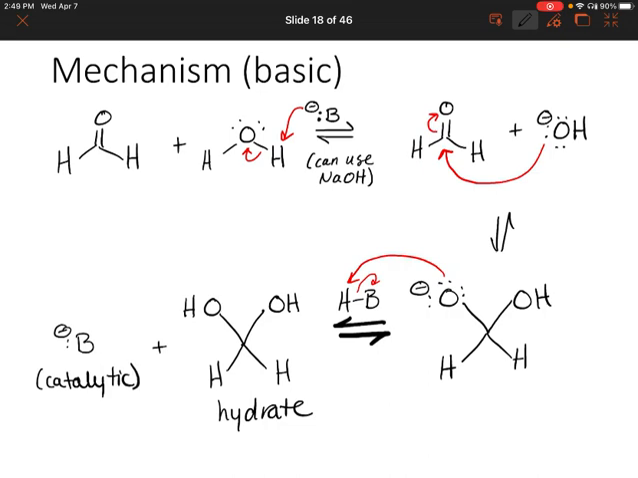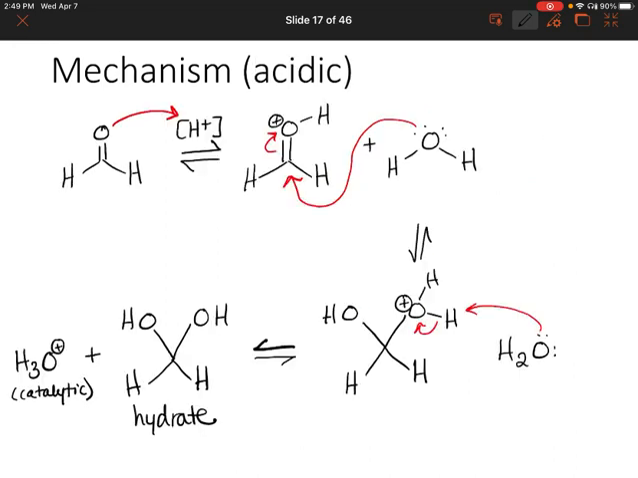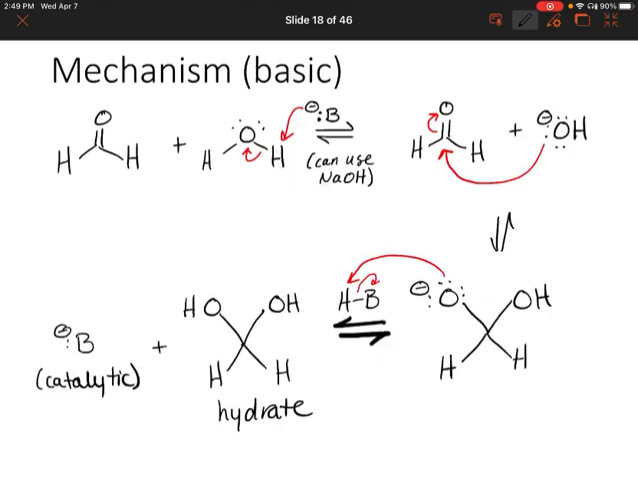So again, you could perform this reaction under acidic or basic conditions, but the mechanisms are slightly different. One thing to notice: under acidic conditions, we have positive charges, and the first step is the addition of a proton to oxygen. Under basic conditions, we have negative charges, and the first step is the base takes a proton from our water molecule.